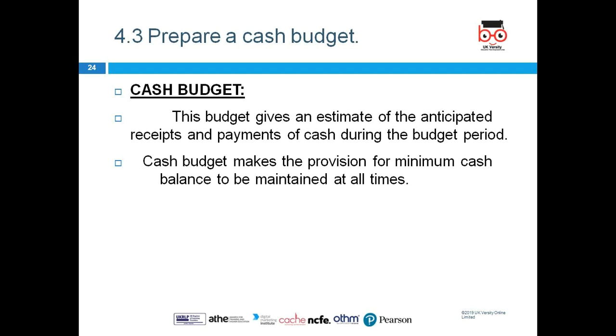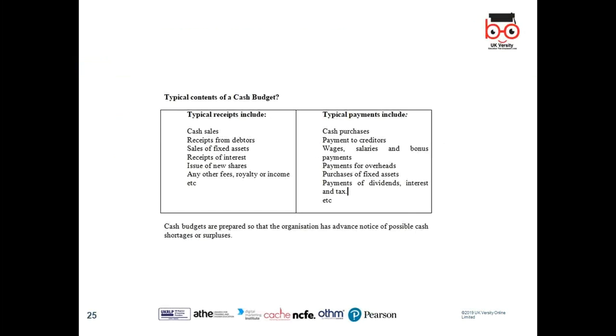A cash budget makes provision for the minimum cash balance we need to maintain in our organization. When we look at the cash budget, we need to consider cash sales, receipts from debtors, meaning our customers to whom we sold goods on credit, sales of fixed assets, receipts from interest, and issue of new shares. These are all the cash receipts.